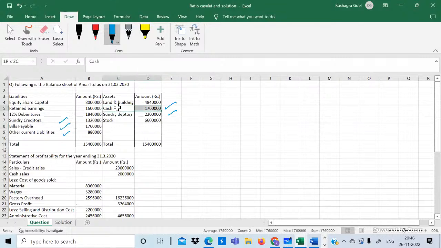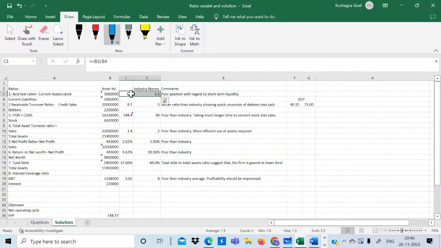So take your cash, take your debtors, add it up. That's your numerator. Take your creditors, bills payable, other current liabilities. That's your denominator. Just check and see if you're getting a ratio of 1. Getting it? Okay, fine. So the acid test ratio, the quick ratio, the liquid ratio for the company is 1.